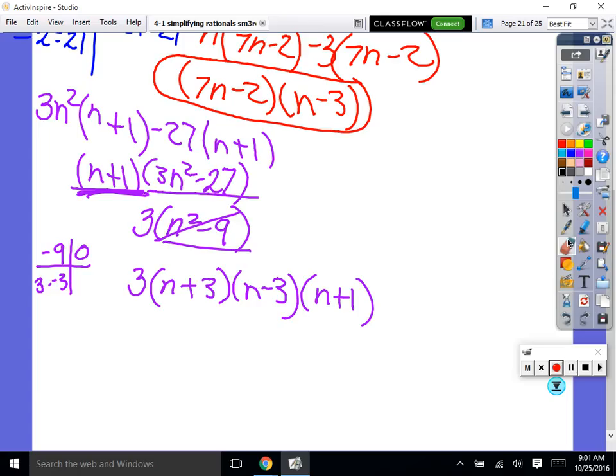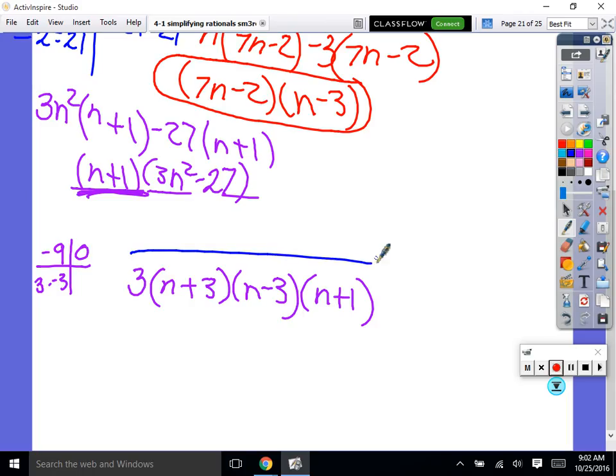So now I'm going to erase and write what was on top. On top was this: 7n minus 2 and n minus 3. If you have messy work, you're going to mess up. So do what I did. Do your work over here, factor this one, do your work over here, factor this one, and then put it in one problem, all factors.